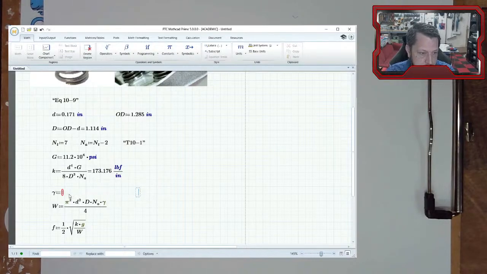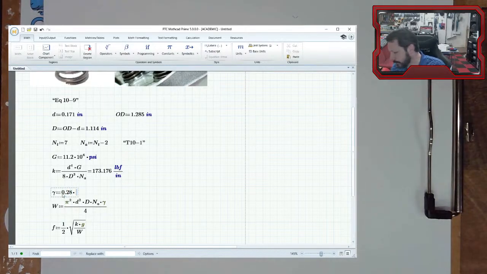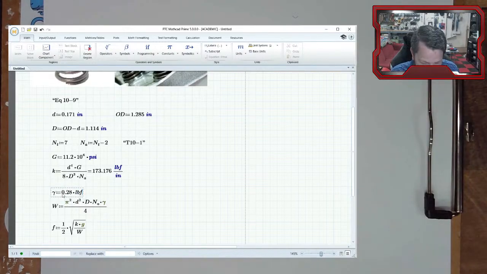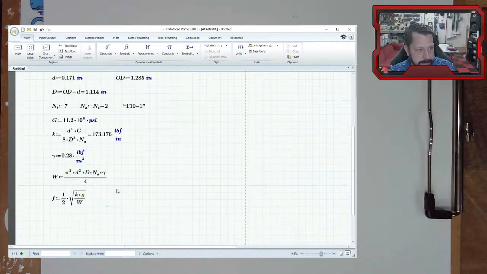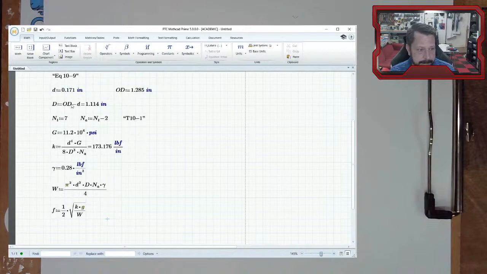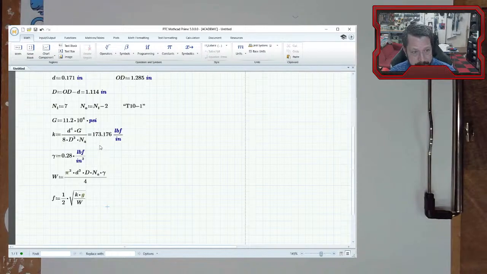Well, let's plug that in over here. And then it's going to have units of, I think, pounds per inch cubed. I'm pretty sure it's pounds per inch cubed. All right, now we have done all of the things necessary. We've got our wire diameter, our mean coil diameter, number of active coils, a couple of material properties. We estimated our spring rate. So it takes 173 pounds to close this spring an inch.